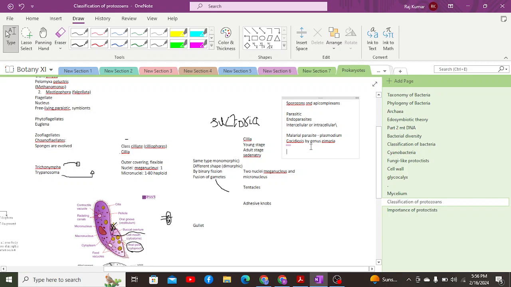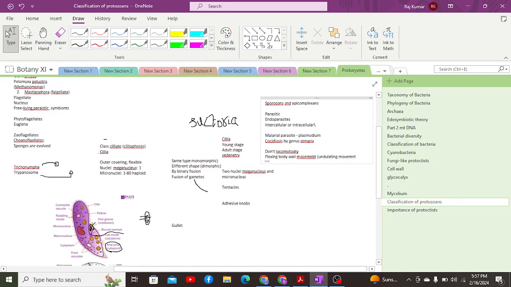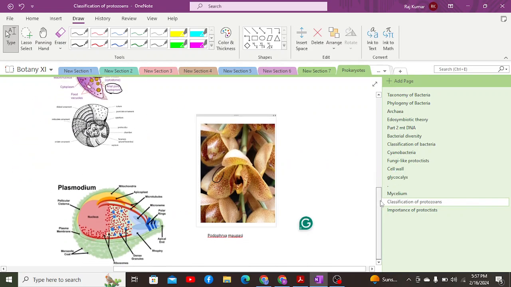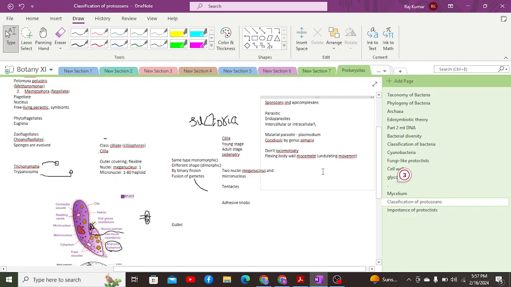They don't have any locomotory organ or structure, but they do have flexing body wall movement, which is known as undulating movement, as occurs in flagella, a wave-like motion, right? So undulating movement, wave-like motion, occurs over here.